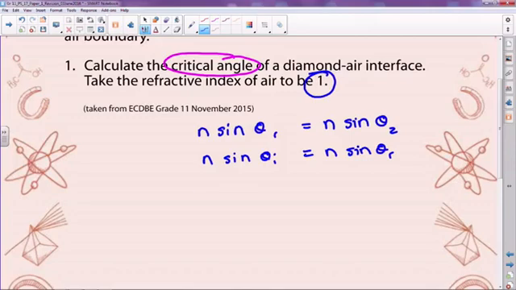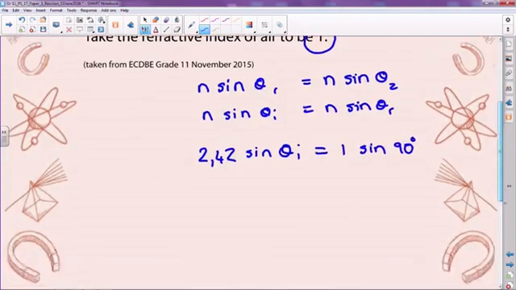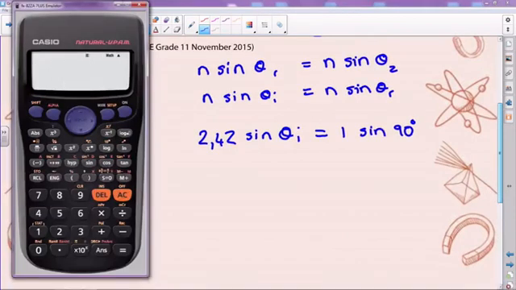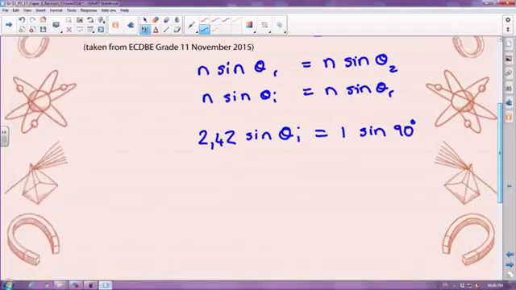So you're going to go 2.42, sine of theta i. We don't know what it is. Air is 1, and here you're going to go the sine of 90. If you're not sure, double check on your calculator, but you will see that the sine of 90 degrees is going to give you 1. I'm telling you now it's going to give you 1.